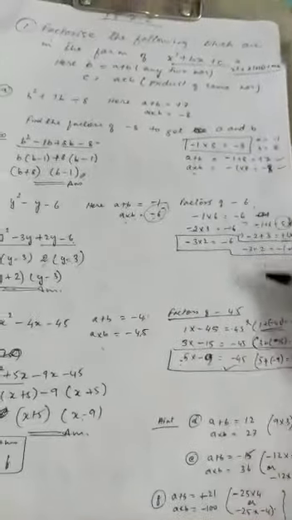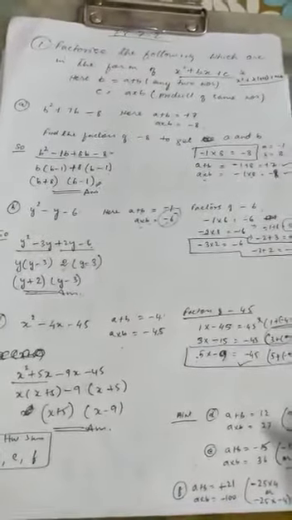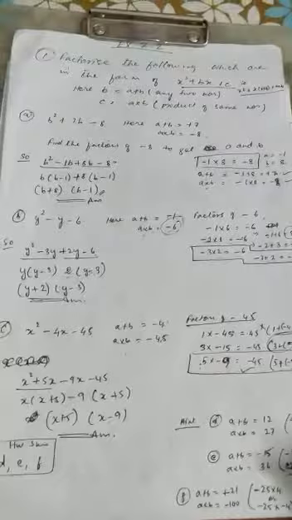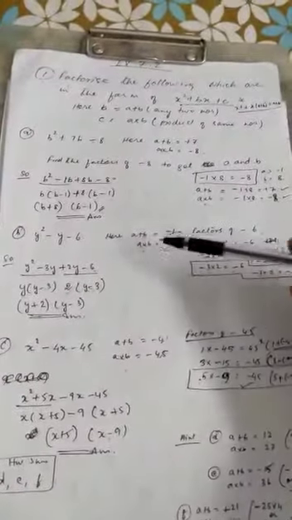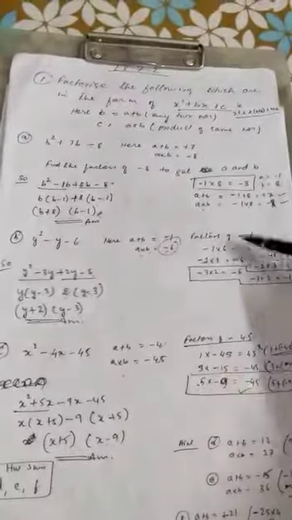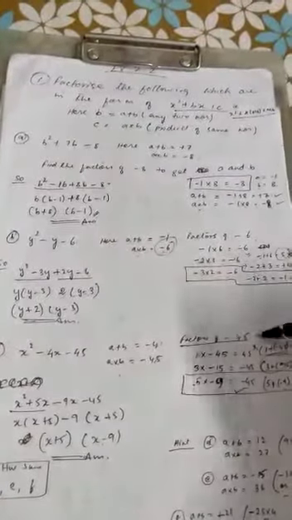Again and again watch the video. This is a very important chapter. So if you watch it 2-3 times, you will understand how to do. This is the way how to do. First write A plus B and A into B. Then write the factors of A into B.